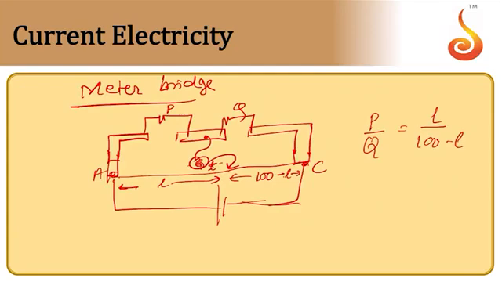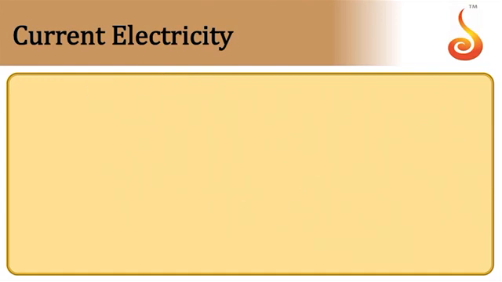Therefore, the unknown resistance can be calculated. For example, Q. If Q is an unknown, I can calculate the value of Q. So Q will be equal to P into 100 minus L divided by L. So unknown resistance can be calculated using this very simple idea. Another important application is what is called as potentiometer.